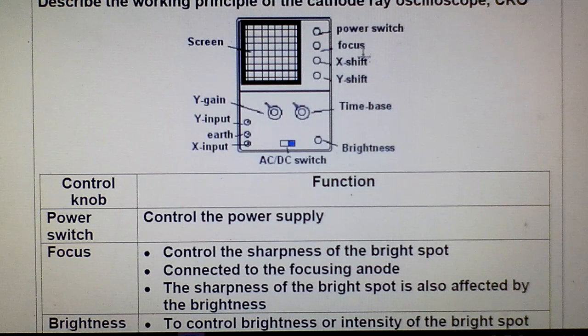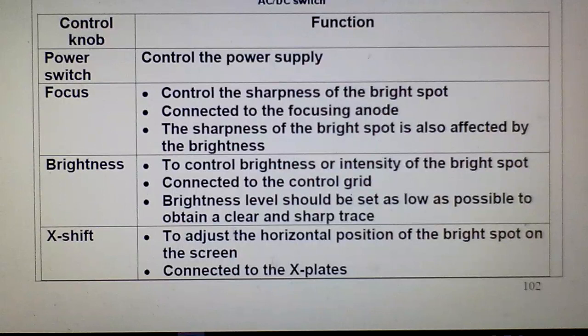So sharpness is also affected by brightness. That is the control grid. Brightness connects to the control grid, so it will control the amount of electrons that are able to accelerate and hit the screen. So this one is controlled by the control grid.